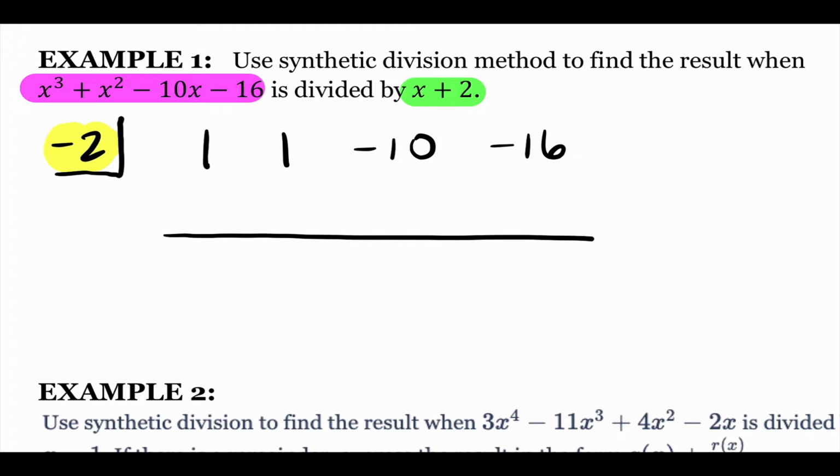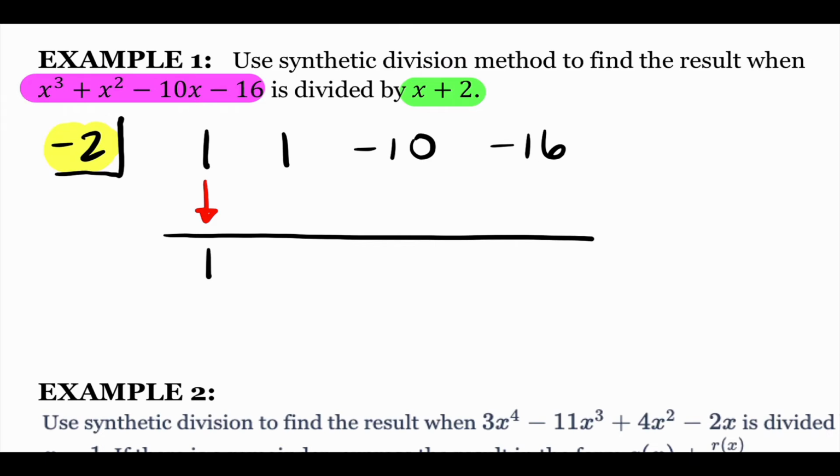That's your setup. That's what it looks like. Now we're going to start the process. Okay. So here's the process. The first thing with synthetic division is the first guy always goes straight down. Always. Doesn't matter what it is, it always goes straight down. So 1 is going to go straight down here.